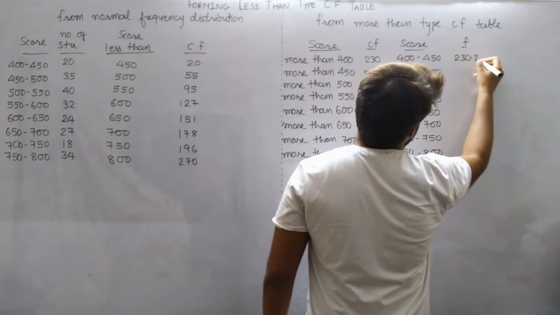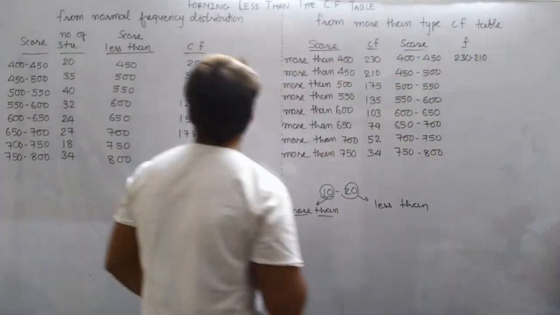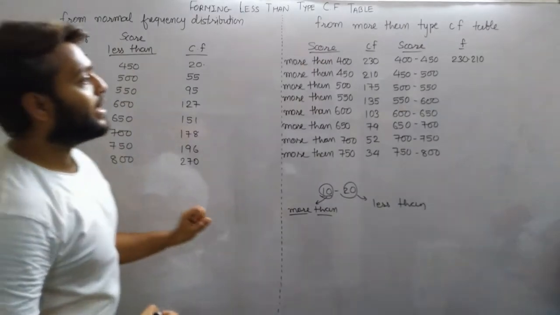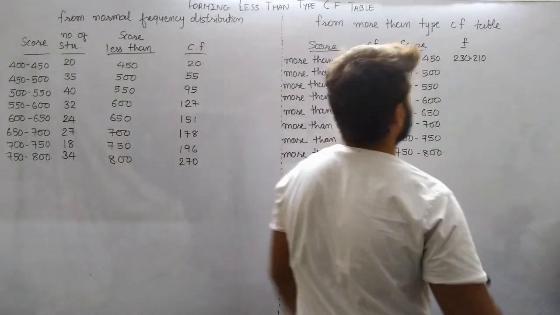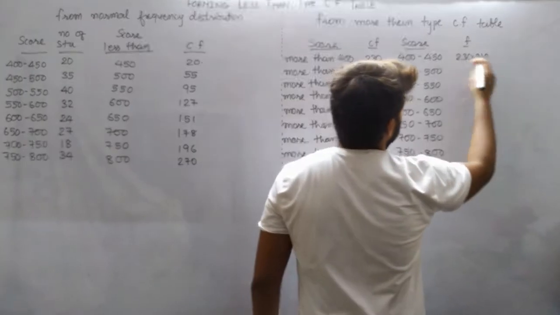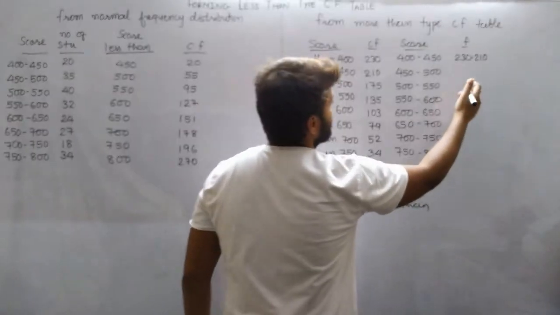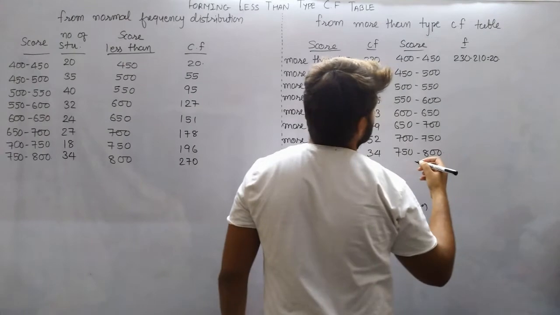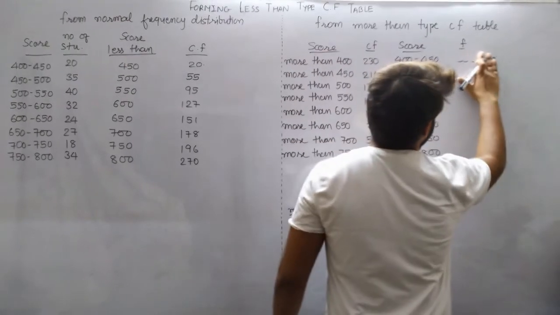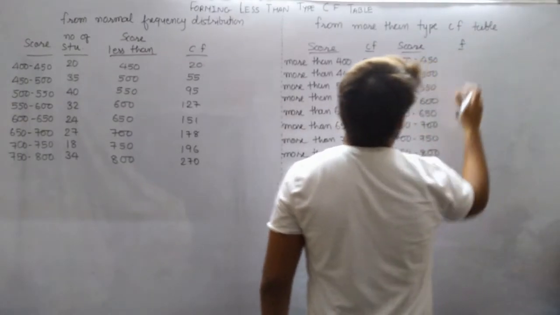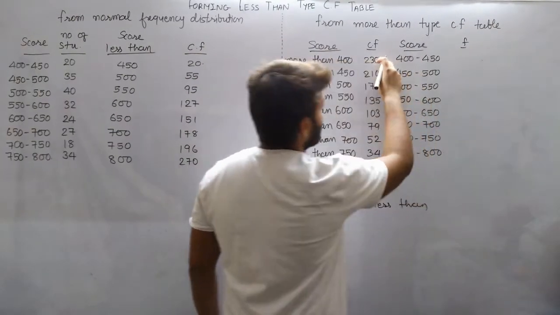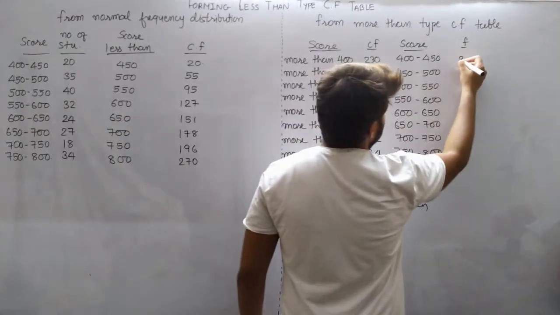230 minus 210. As you can see, in less than I am adding all of the frequencies, and here when I want to find the frequency I have to subtract. 230 minus 210, that is 20. I am making it short and simple. I am only doing subtraction, I am not showing you. 230 minus 210, that is 20.